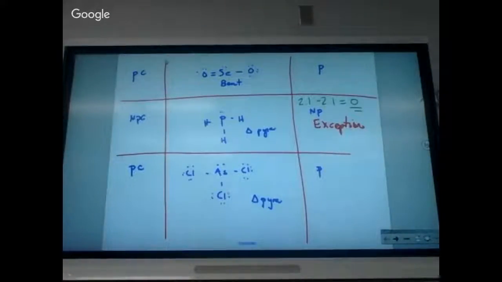Okay, so linear and triangular planar ones don't have the 2 dots, and the pyramidal and bent do. Linear and planar do not have lone pairs. That's correct. Bent and pyramidal do. That is correct. That makes more sense now, I guess.